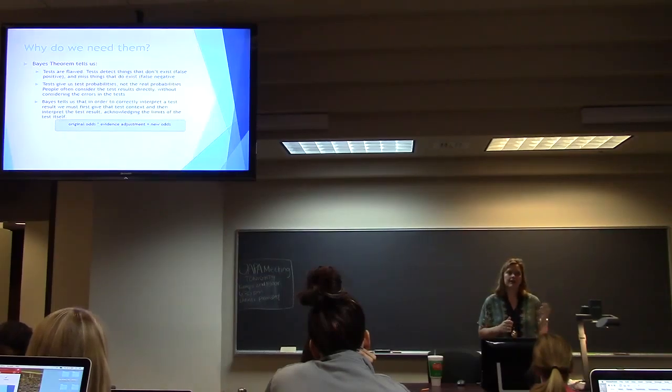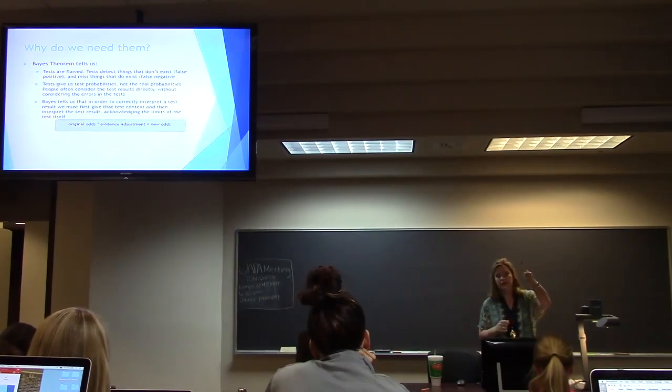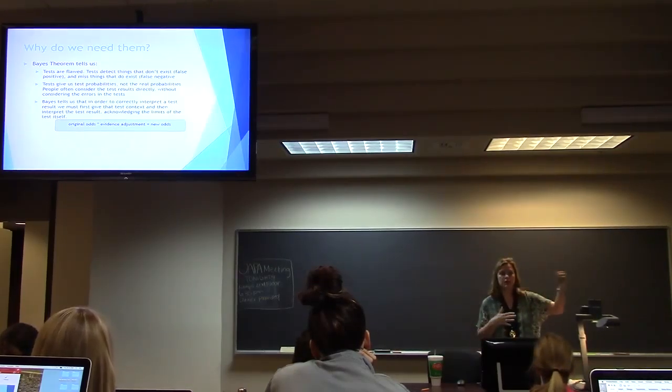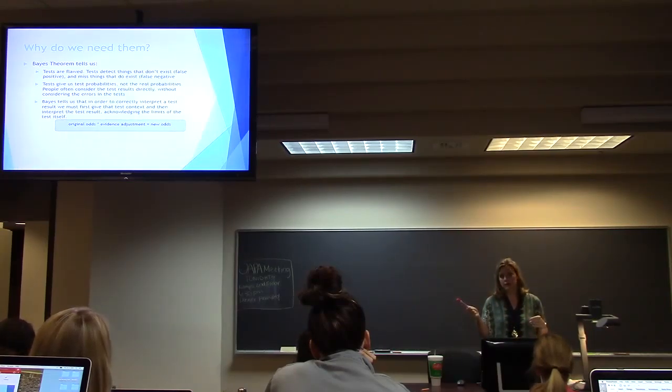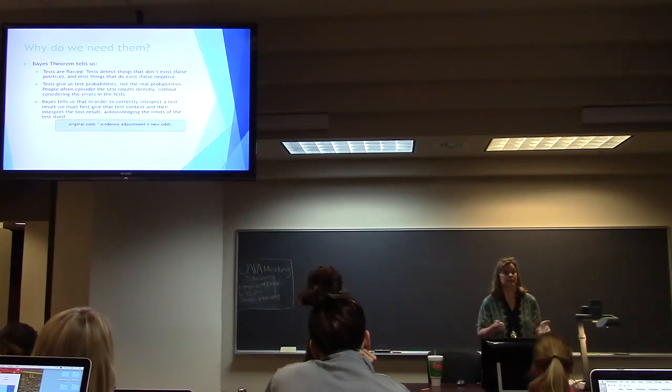So the first thing Bayes tells us is we have to calculate original odds, then we have to look at the evidence, allow that to adjust our thinking one way or the other, and then come up with the new odds, or what we call post-test odds or post-test probabilities.